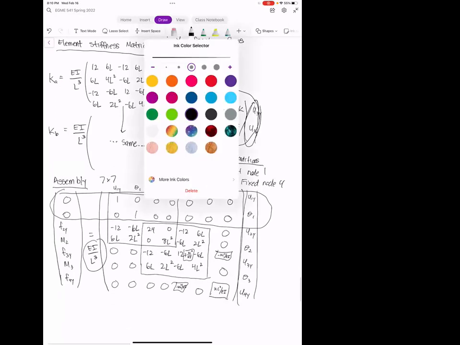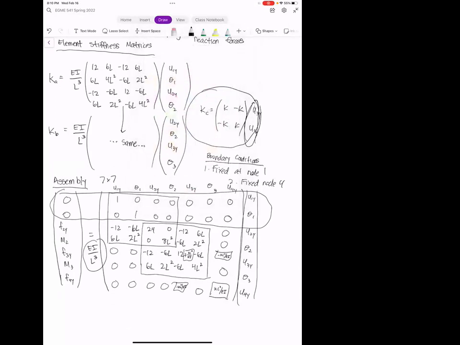And then the other place where we apply our fixed support is on node 4. Just like we did up there, we're going to eliminate the spring constant terms that we worked so hard to put in the first place. So we're going to put a 1 on the diagonal and 0 everywhere else.